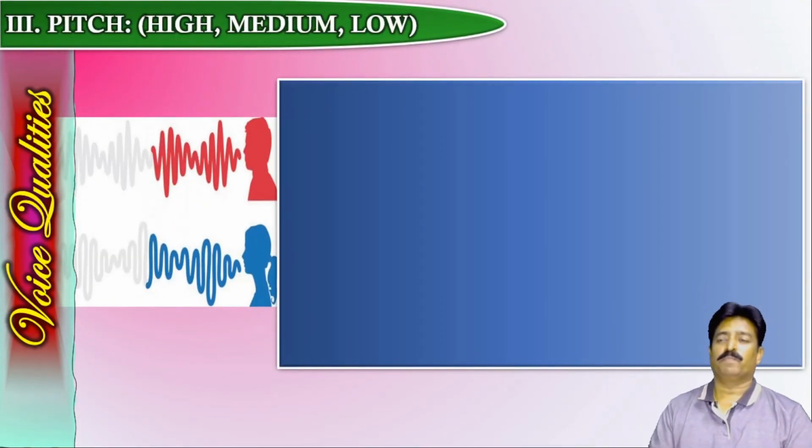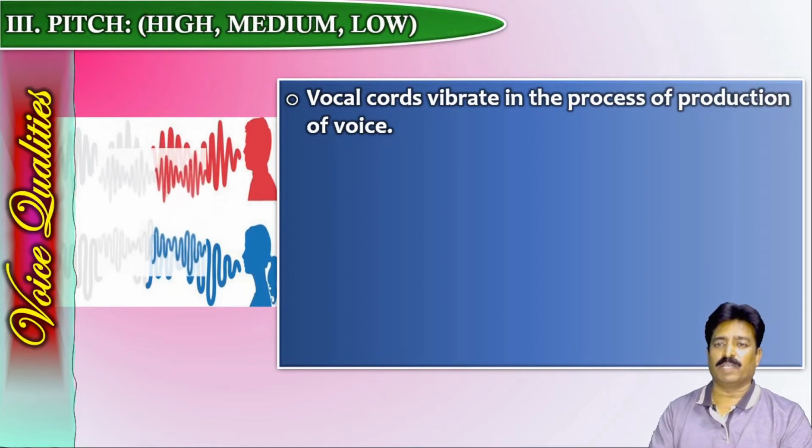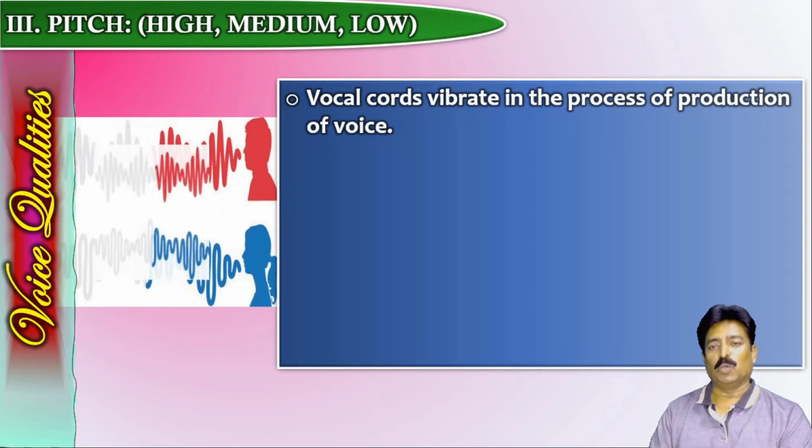Friends, now let us know the pitch. It may be high, medium or low. Vocal cords vibrate in the process of production of voice. Pitch depends upon the number of times the vocal cords vibrate. The faster these vibrate, the higher the pitch. The slower they vibrate, the lower the pitch.